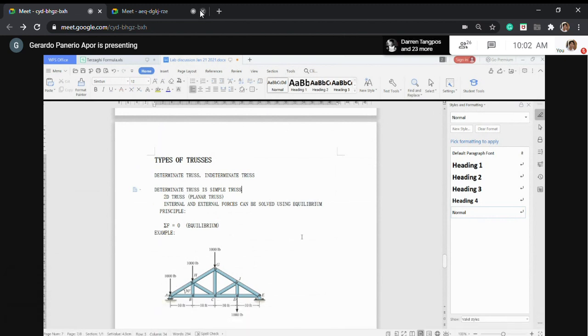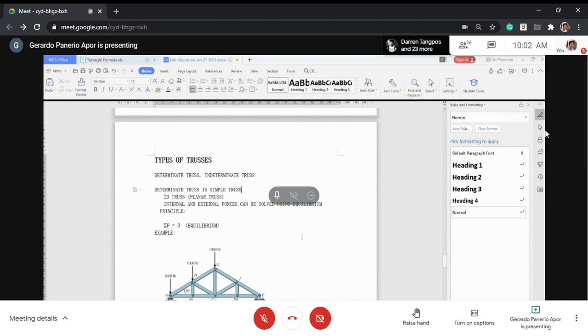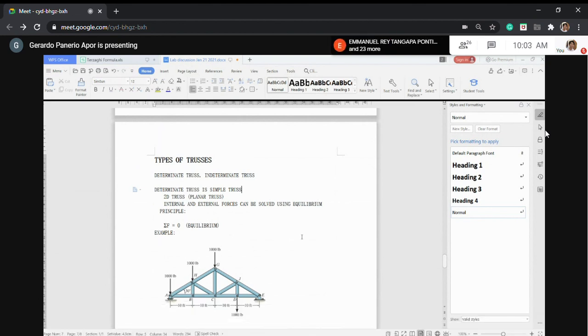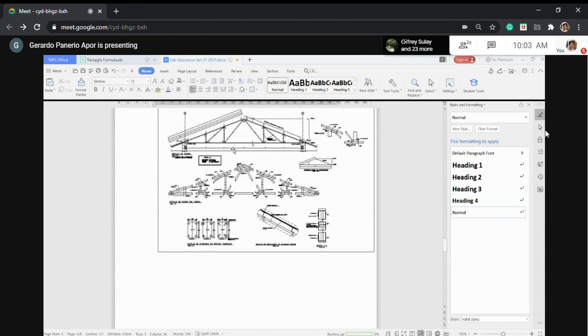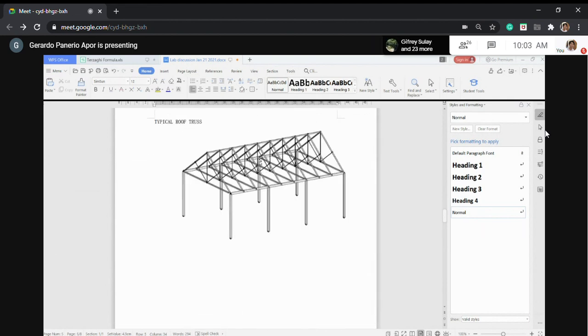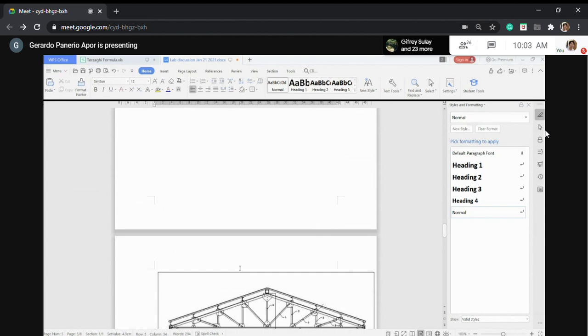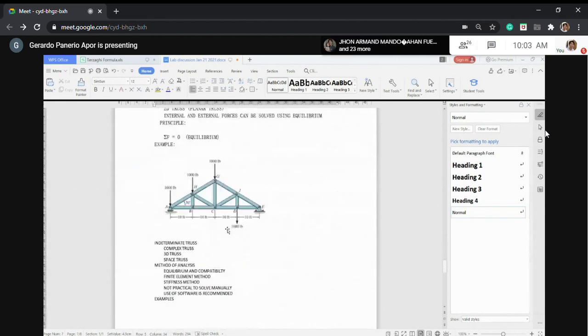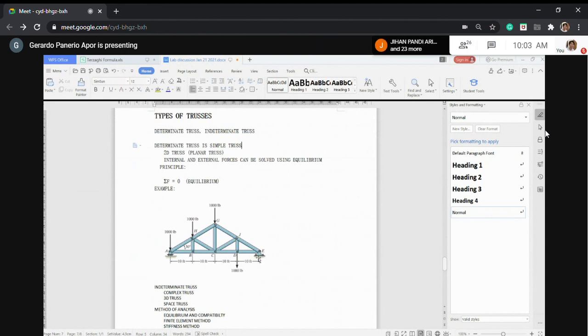So it's like this: a 2D truss is just a simple truss. A determinate truss is a simple truss. When it is a simple truss, it's just a 2D or planar truss. It could be a representative of the other, just like this one here, repeated. You take only one truss, then you can do it. You can have it like this. And this is how the simple truss looks like.